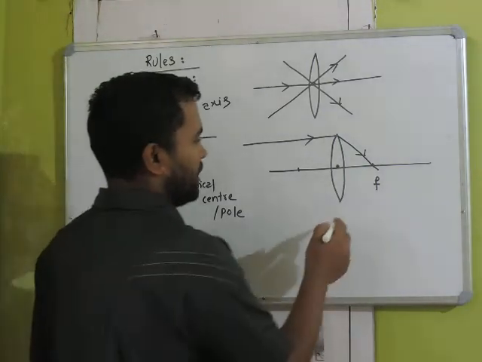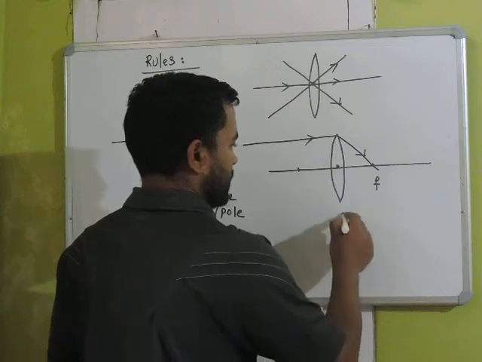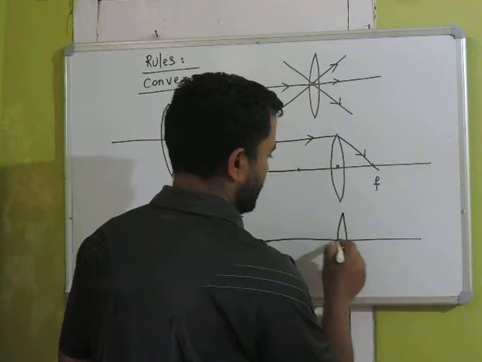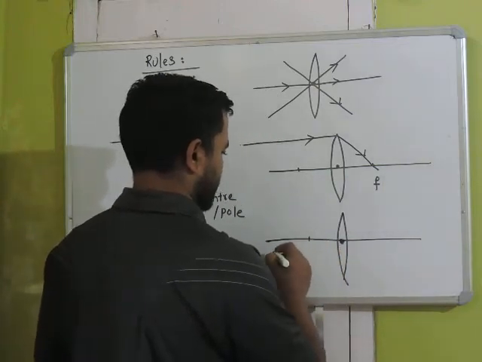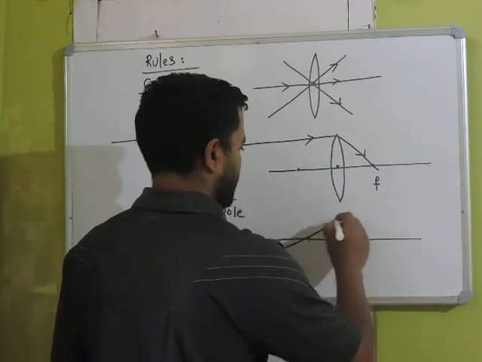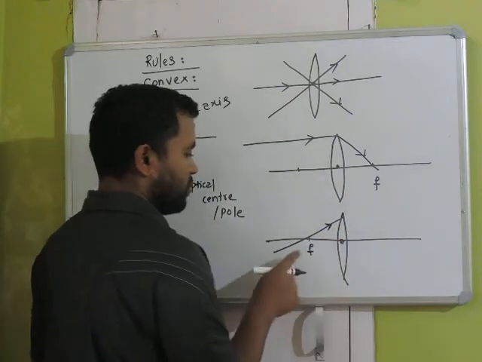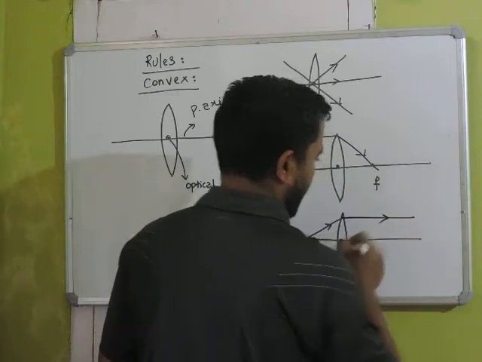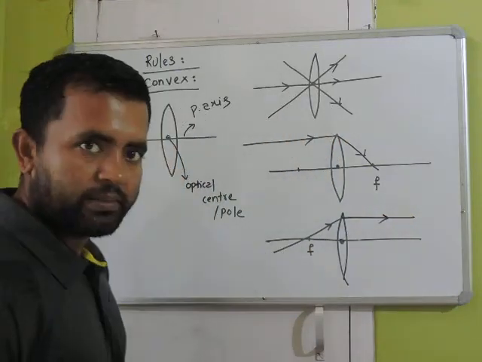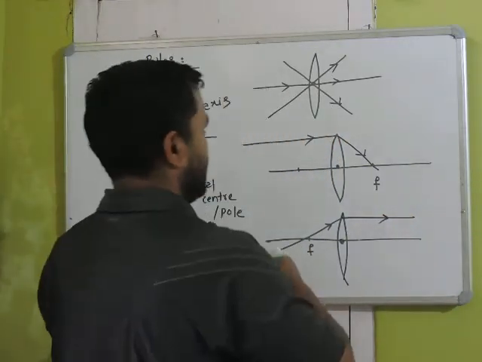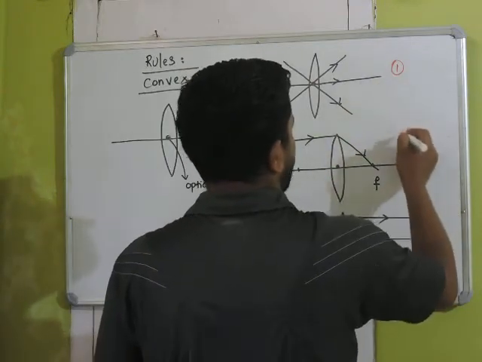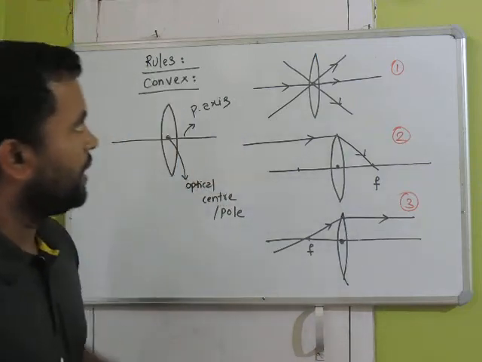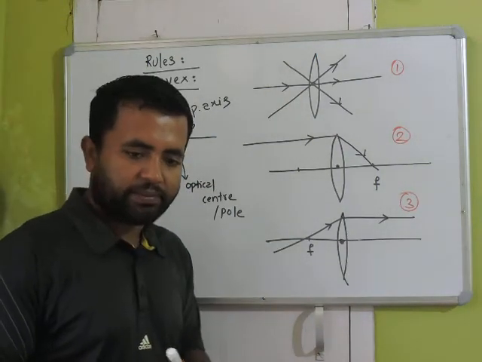And the third rule is, if a ray passes through the focus, then after refraction it will become parallel to the principal axis. So if I label it, this is the first rule, second rule and third rule. Those are very simple things.